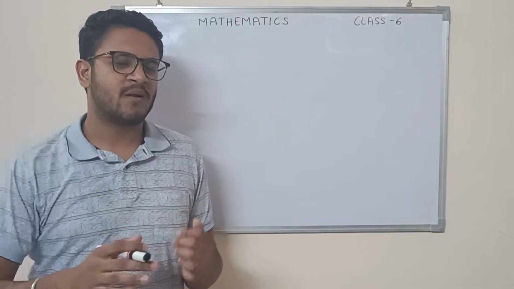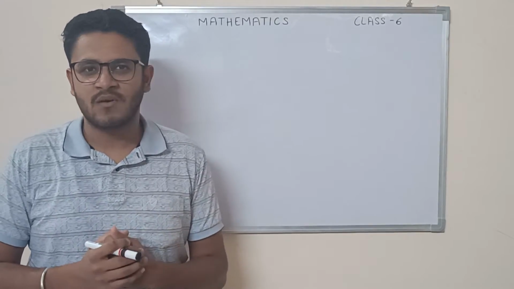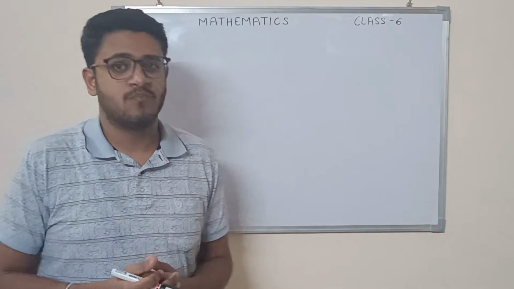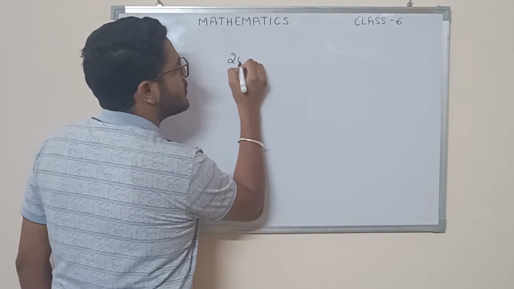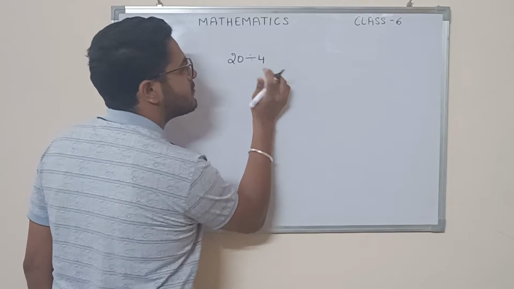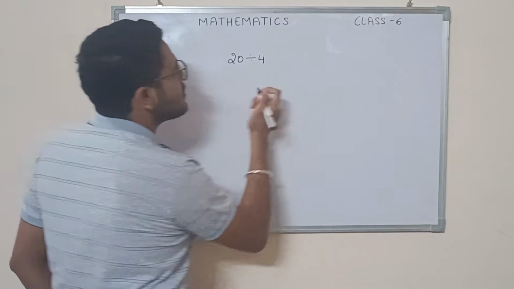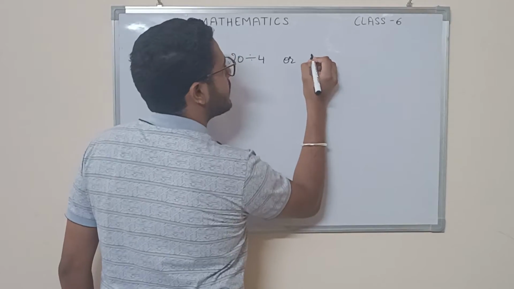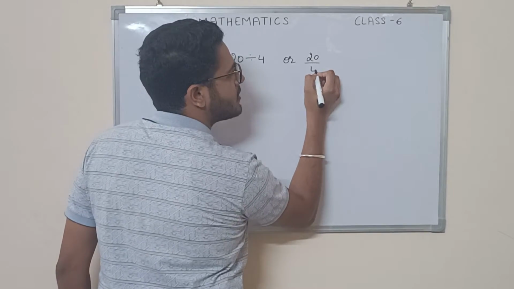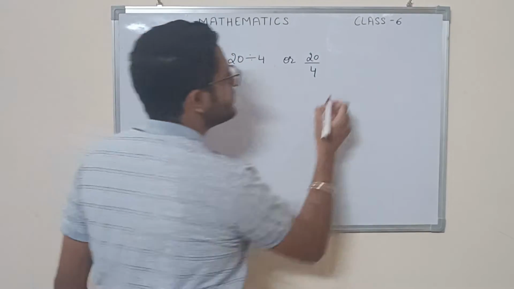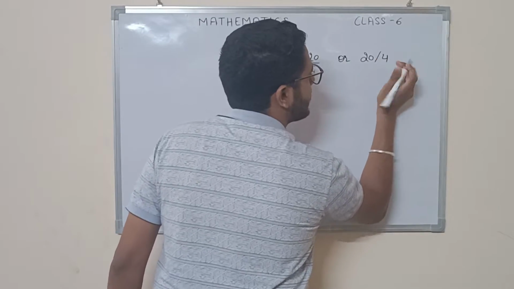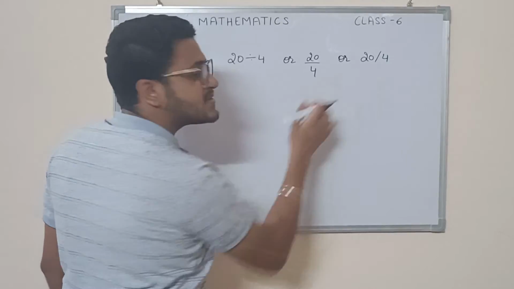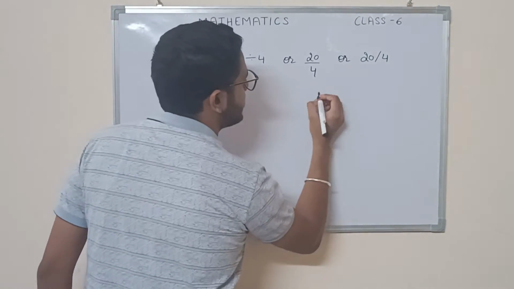Before we jump into chapter number 3 of our NCERT book, let's revise some topics. Let's do 20 divided by 4. We can also write this as 20 divided by 4 this way, or 20 divided by 4. All these are the same. Now let's divide.